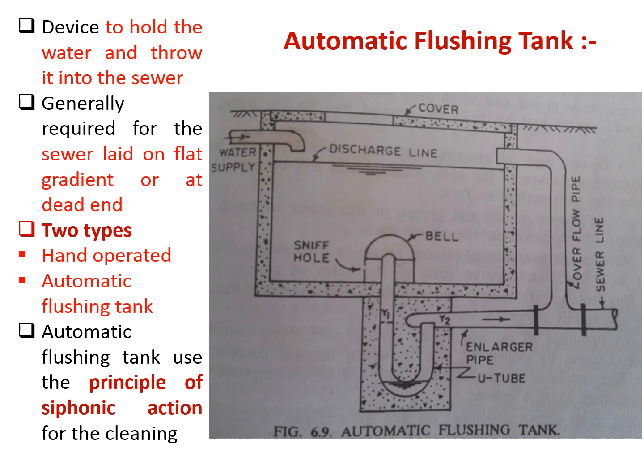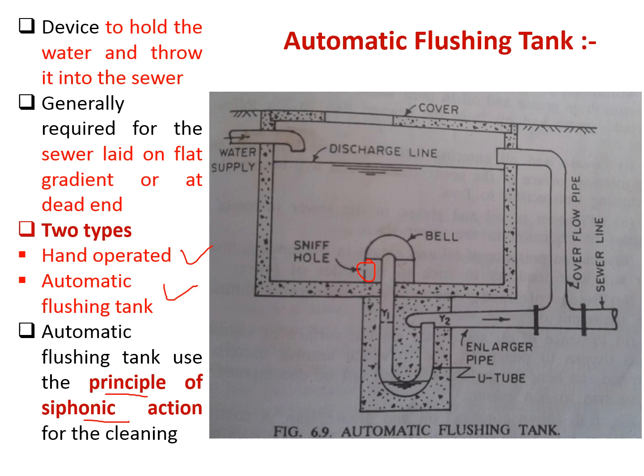Generally this automatic flushing tank, these are the device to hold the water and throw it into the sewer. So for the cleaning purpose you can say. So generally required for the sewer laid on flat gradient or at dead end. So whenever dead end is there, it is very difficult to clean. So at that point you have to provide such kind of automatic flushing tank. So basically there are two types of automatic flushing tank, and that is hand operated and automatic. So here the automatic flushing tank uses the principle of siphonic action. So here I will show you what is the meaning of siphonic action.